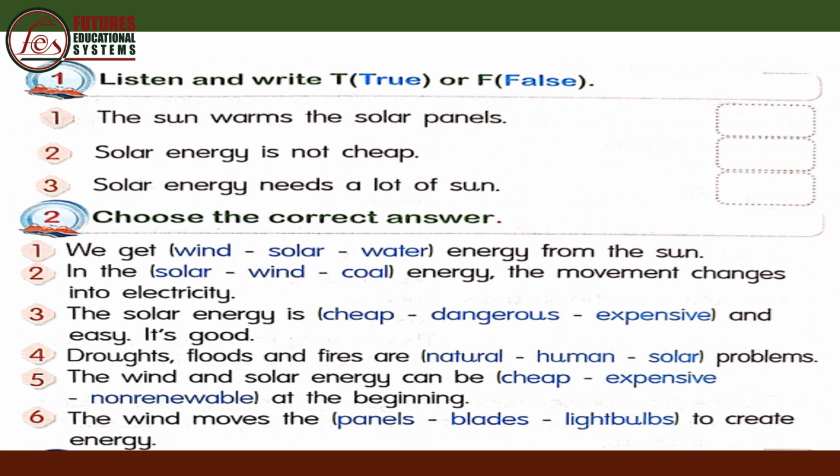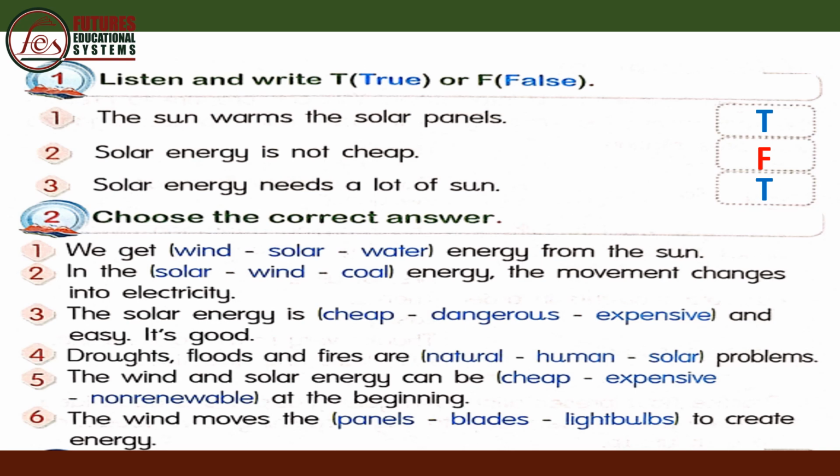Okay, my dears, let's have some exercises on our previous lessons. Number one, listen and write. True or false? Number one, the sun warms the solar panels. Yes, true. Excellent, my dears. Number two, solar energy is not cheap. Good answer. False. Solar energy needs a lot of sun. True. Excellent. The next question.